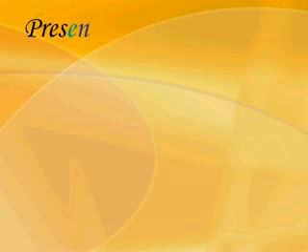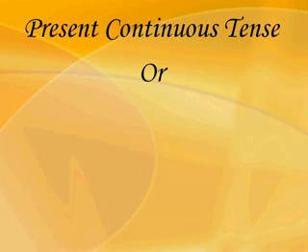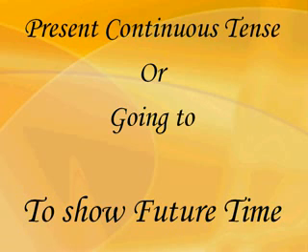We can use present continuous tense or going to show future time. You know that present continuous tense has its own uses, right? And going to is also a way of expressing future. So remember that present continuous tense can show future time, or going to can also show future time. But we are not learning those in this tutorial. We are not learning present continuous or going to show future. We are just paying attention to will, and we are going to learn how will can be used to express future time and future actions.